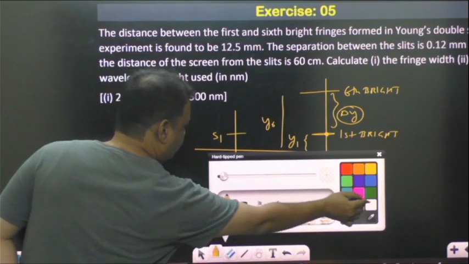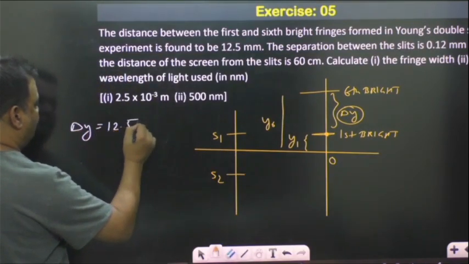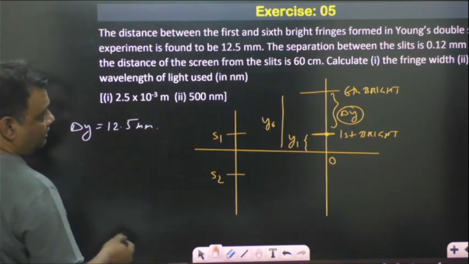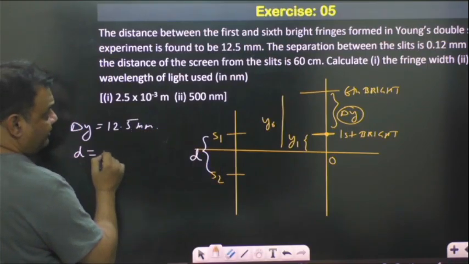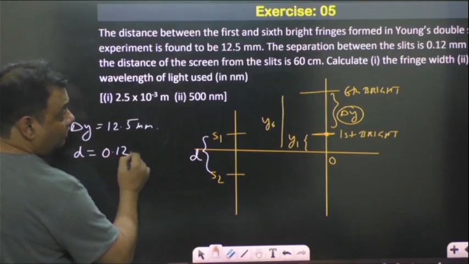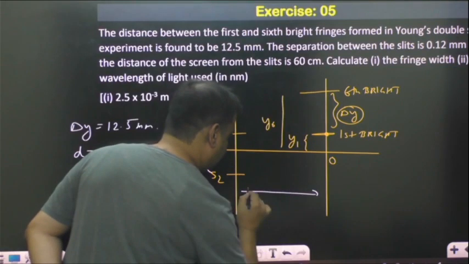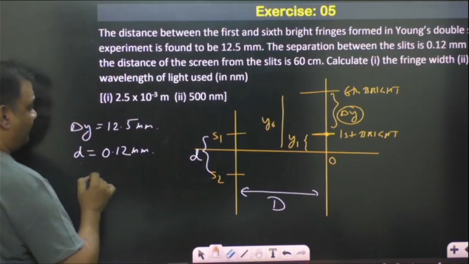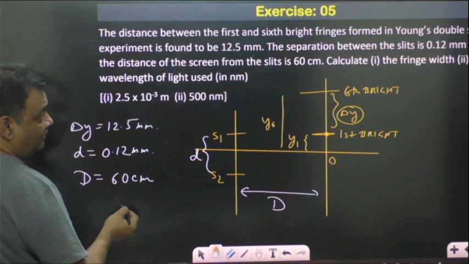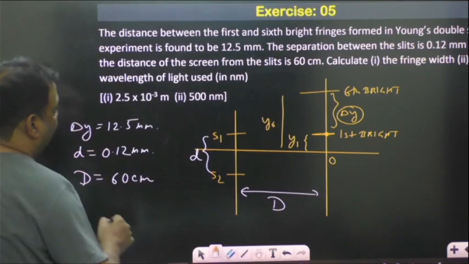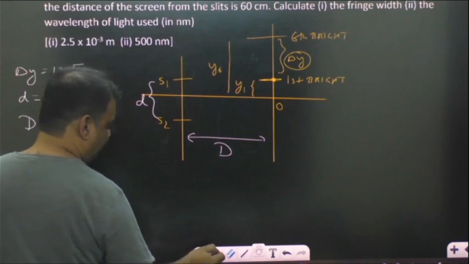12.5 millimeter, and the slit separation is 0.12 millimeter, and the distance of the screen from the slit is 60 centimeter. First we have to find the fringe width, and then we have to find the wavelength of the light. Okay, now let's see how we can proceed.